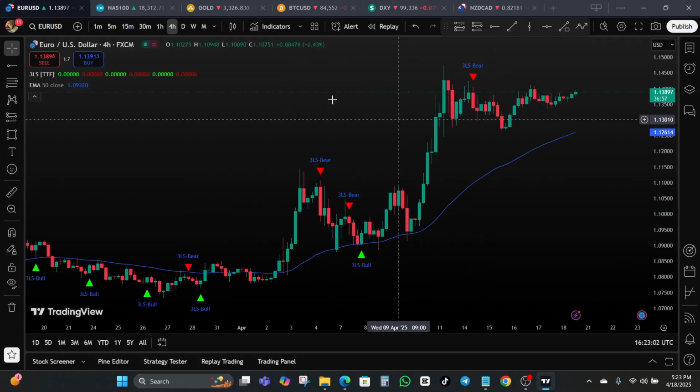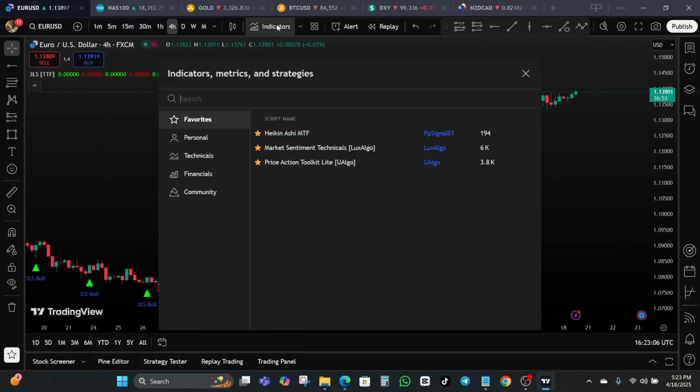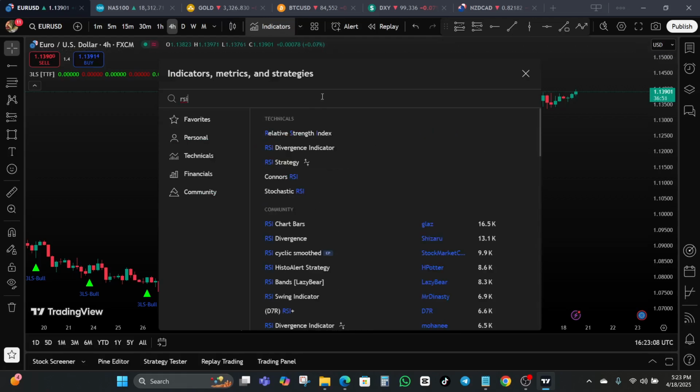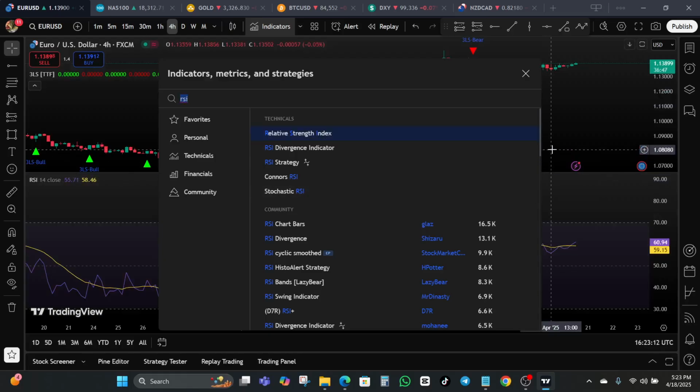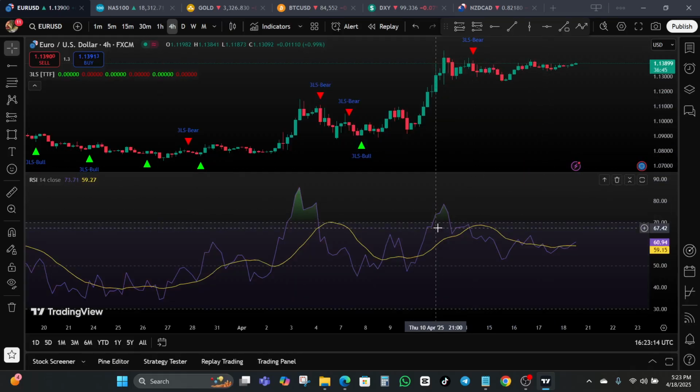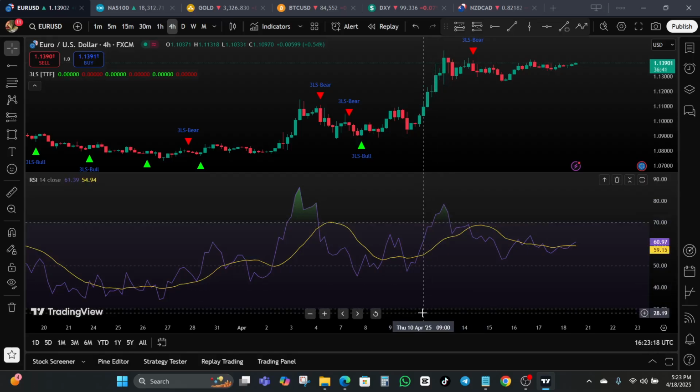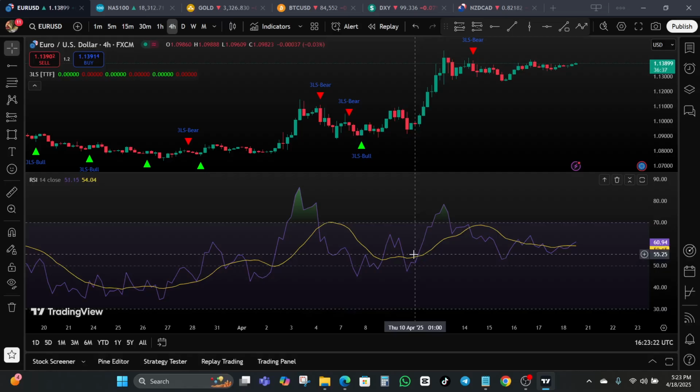Then you can also make use of the RSI, that's the relative strength index. You can use the RSI to gauge whether the market is overbought or oversold. Combining the three line strike with RSI can help you avoid entering trades at extreme levels, reducing the risk of false signals.